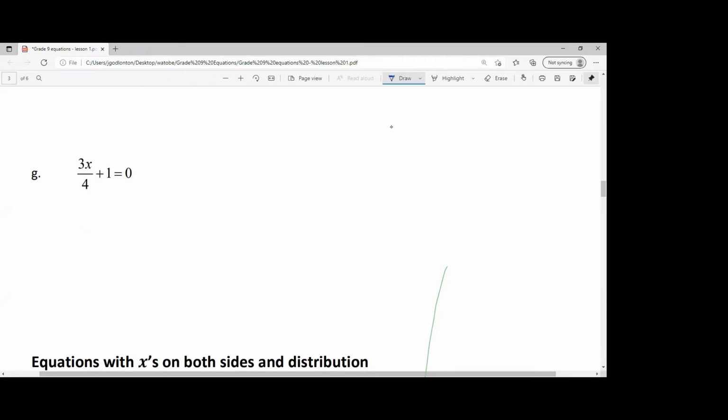Okay. So you then will just have the 3x plus the 4 equals 0. Yes, ma'am. And then you take the 4 to the other side, which will equal a negative 4. Beautiful. So 3x will equal negative 4.